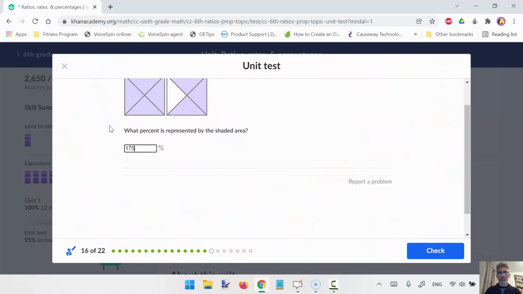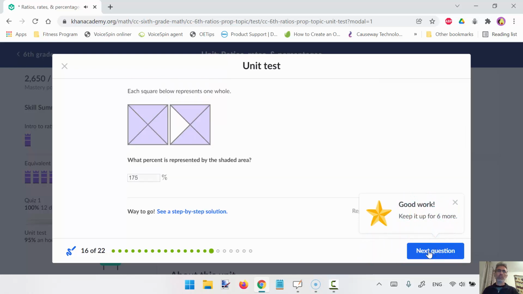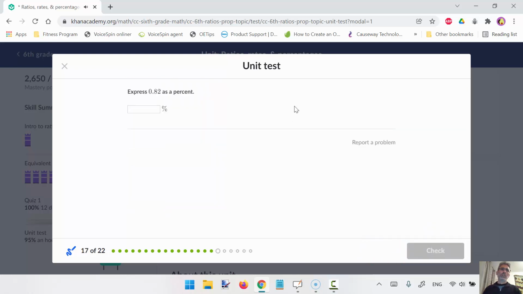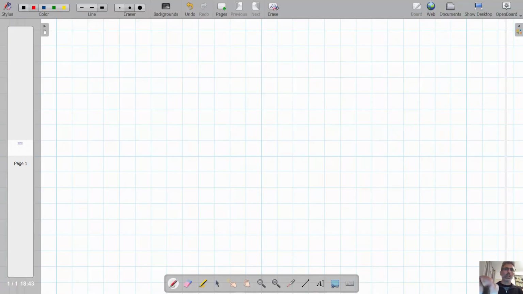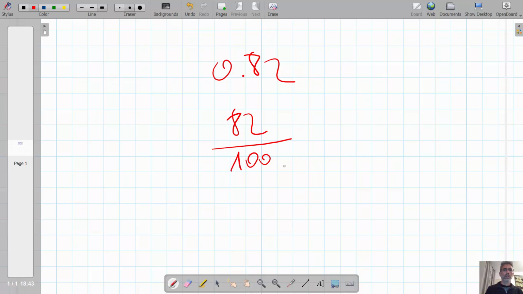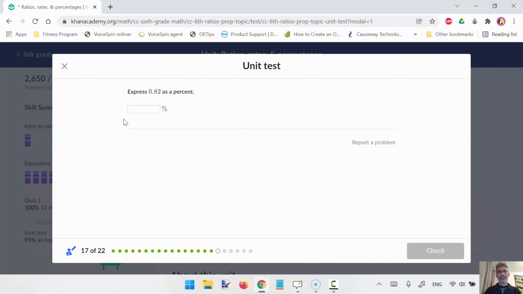175%. What percentage representation? Express 0.82 as a percent. 0.82 is like 82 hundredths. 82 hundredths is 82%.